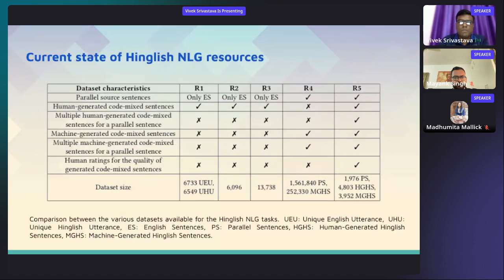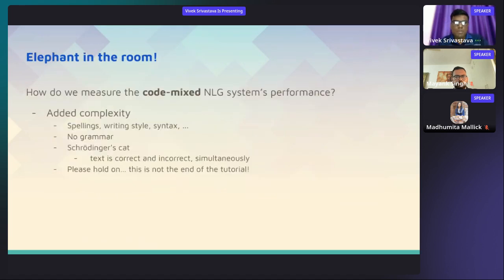This is a summary of what we have with all the 5 data sets. If you look at this table, only in R5 have we tried to address this human rating of the sentences that we are generating. The evaluation part was missing earlier, and people had really not tried to look into the evaluation part until this data set that we have proposed recently. So this is a very big problem: how do we measure code mixed NLG performance?